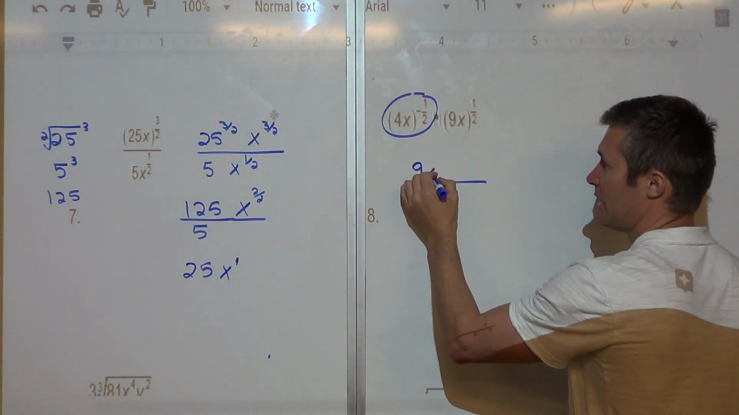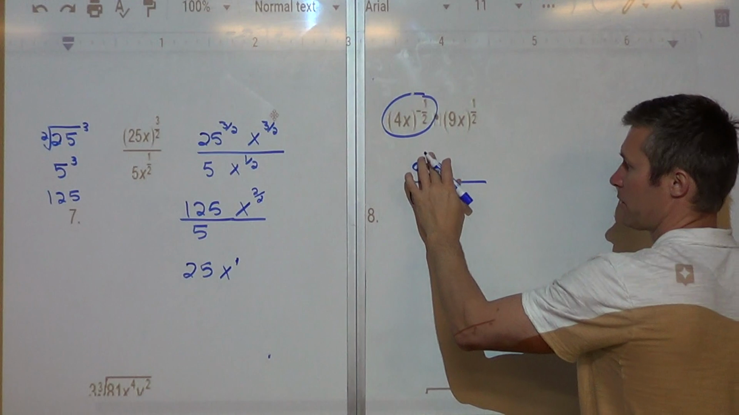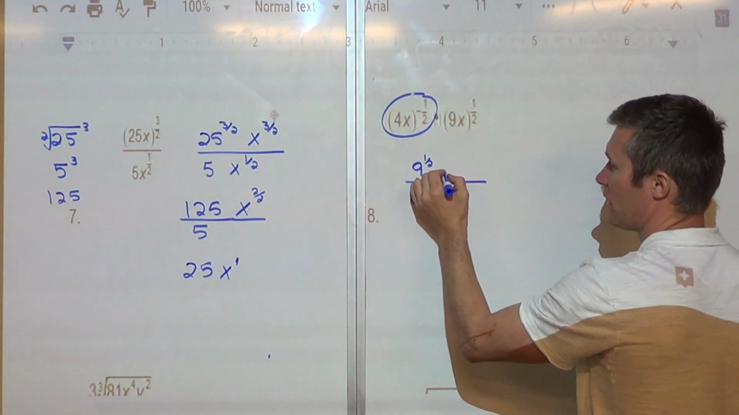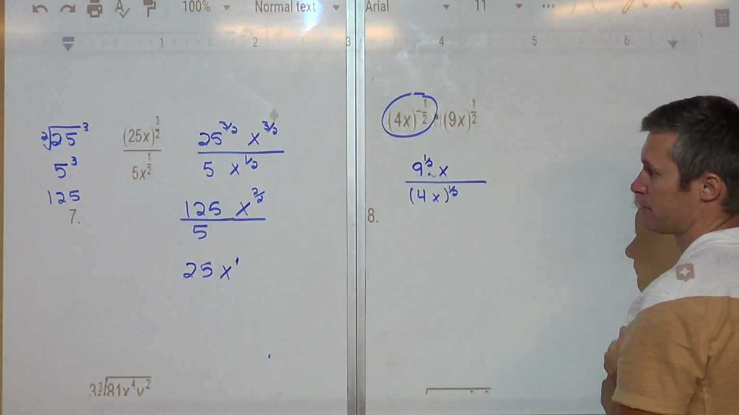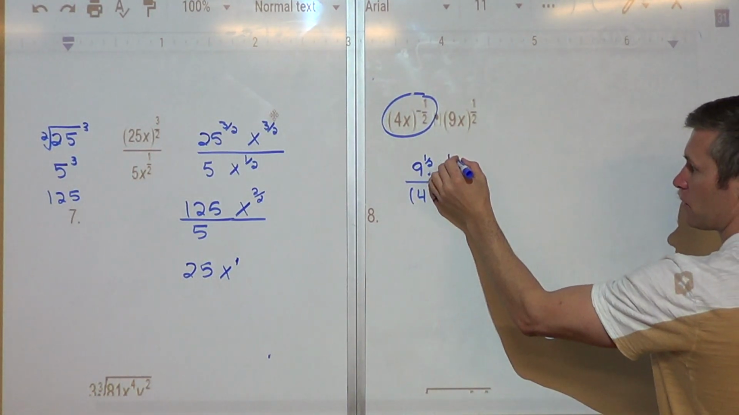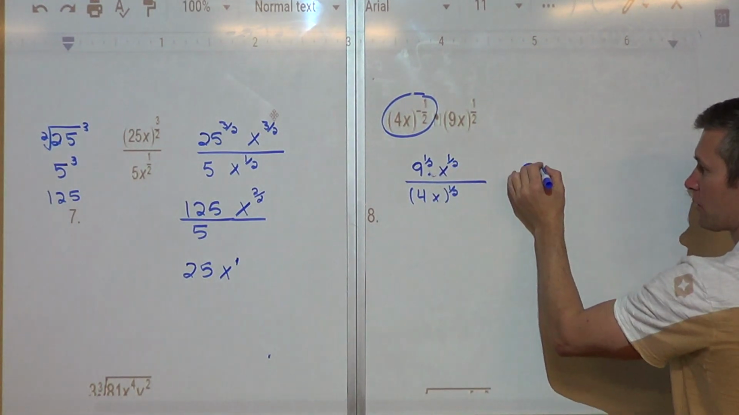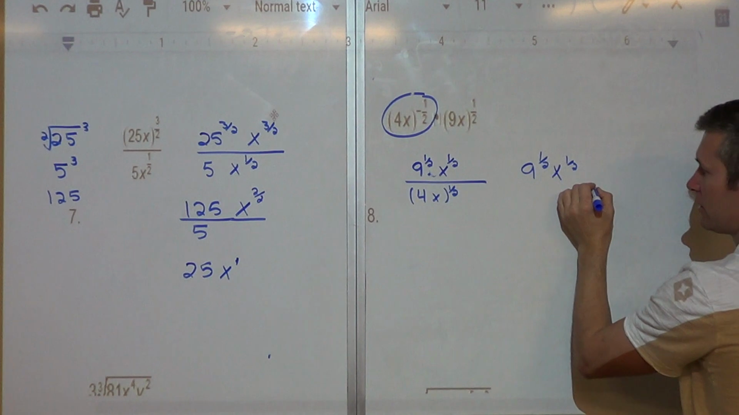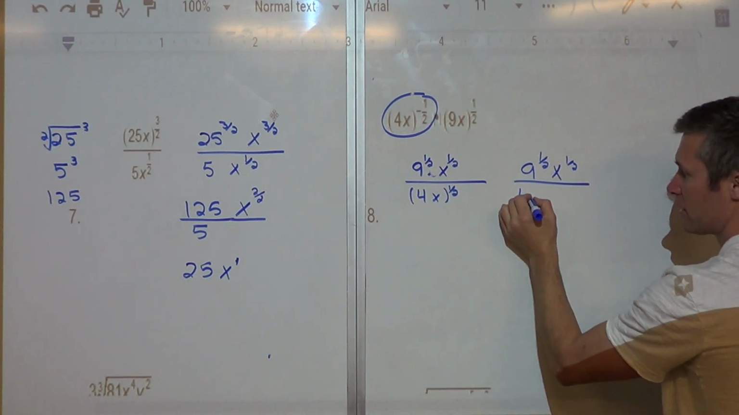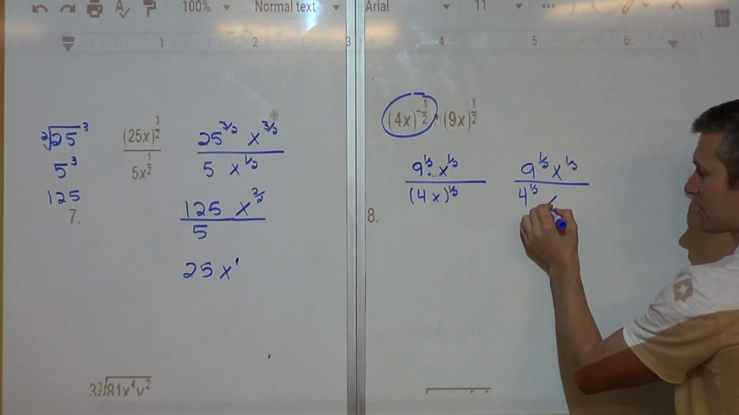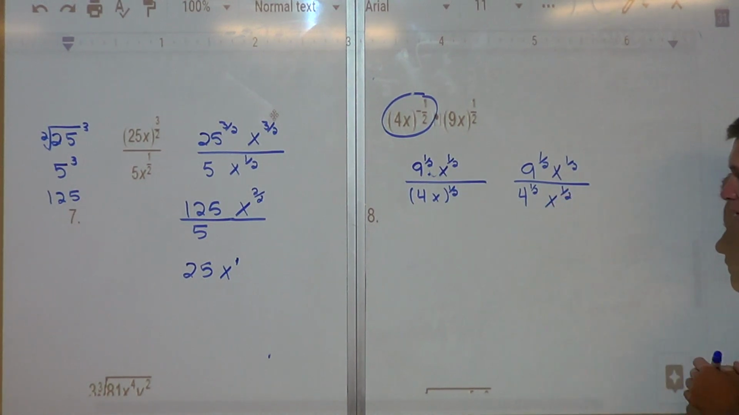So then you have 9x, and I'll apply this property. So we're going to apply 1/2 to the 9 and 1/2 to the x. So now I'm going to apply the 1/2 property down below, so 1/2 there. So I have 9 to the 1/2 x to the 1/2 over 4, okay, to the 1/2 power, and then x to the 1/2 power.